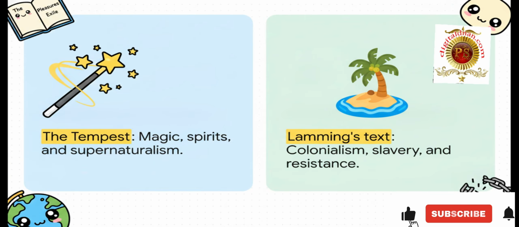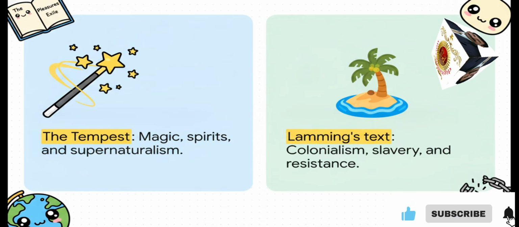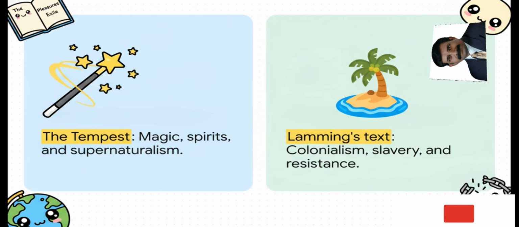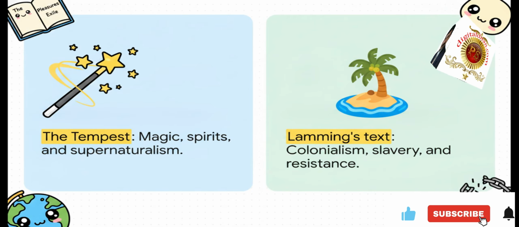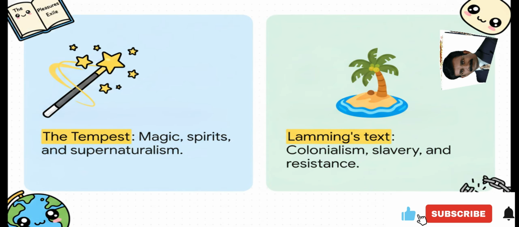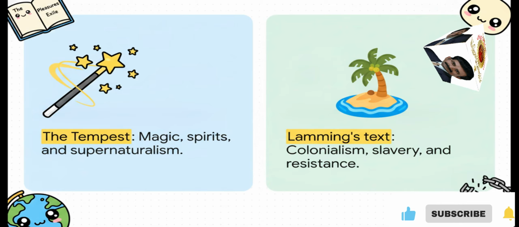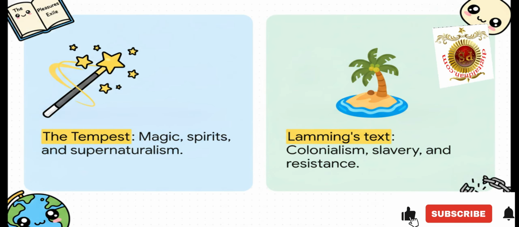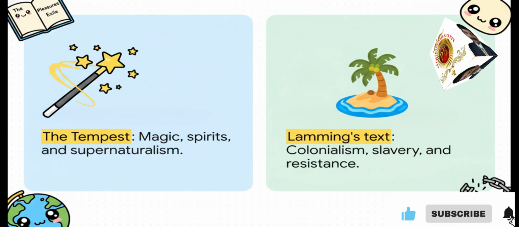That honor goes to George Lamming. In his 1960 work, The Pleasures of Exile, Lamming explicitly re-examined the dynamic between Prospero and Caliban. He completely stripped away the fairy tale supernaturalism and scrutinized the text through the harsh, real-world realities of colonialism and slavery. In doing so, he transformed Caliban into this incredibly powerful symbol of colonized Caribbean resistance.